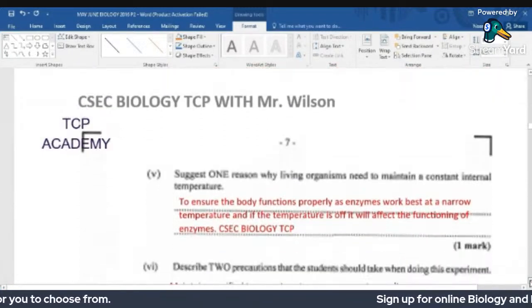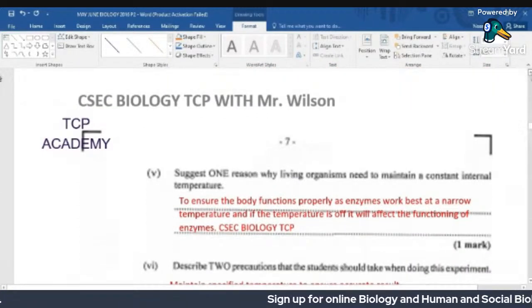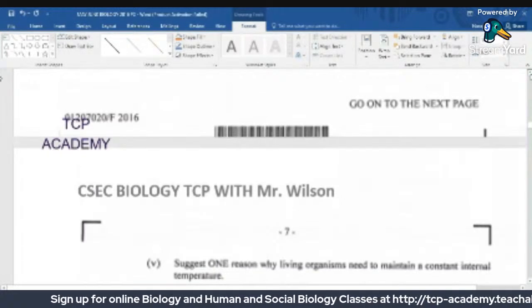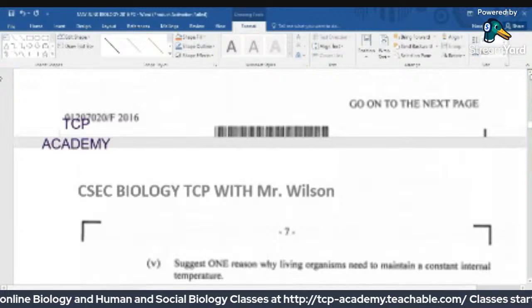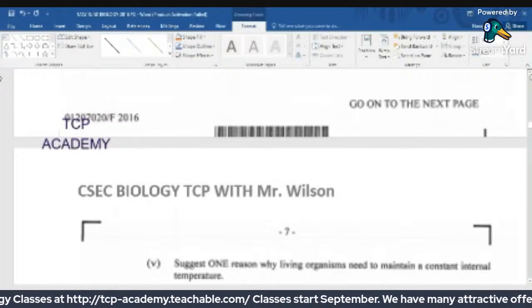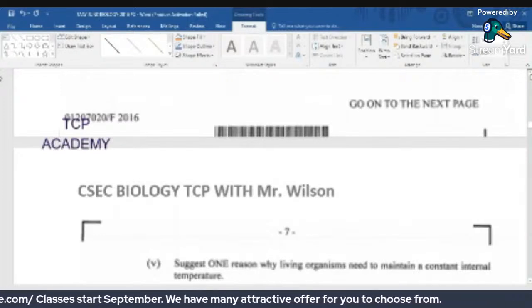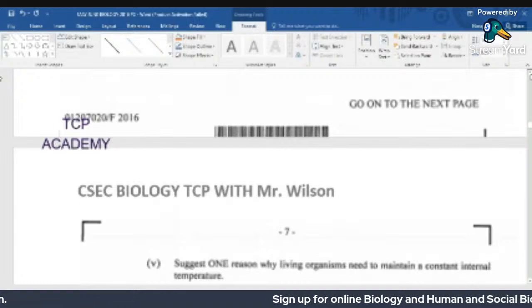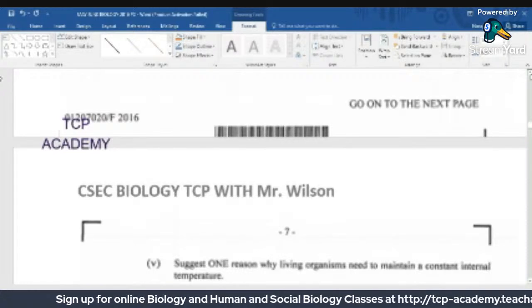We're moving on to the other question, and I did promise that I'm just going to try to show you the question only. So, just one reason why living organisms need to maintain a constant internal temperature. Well, most organisms would have a constant internal temperature for the most part, and we're looking at homeothermic organisms. Here we're not looking at the poikilotherms, which regulate their temperature using external means. Homeotherms regulate their temperature from within.